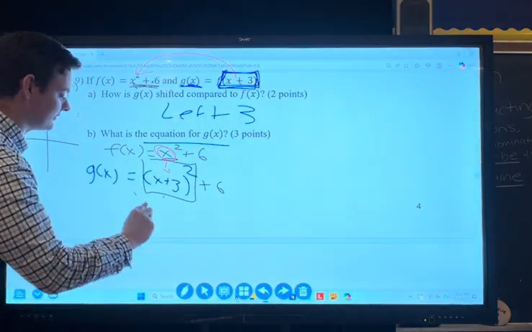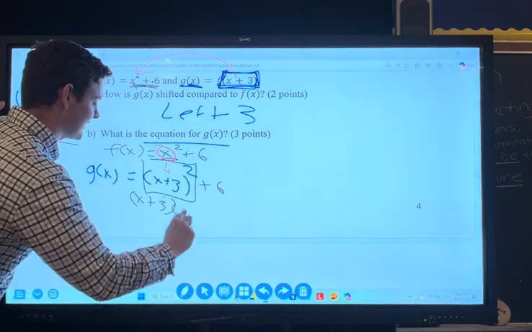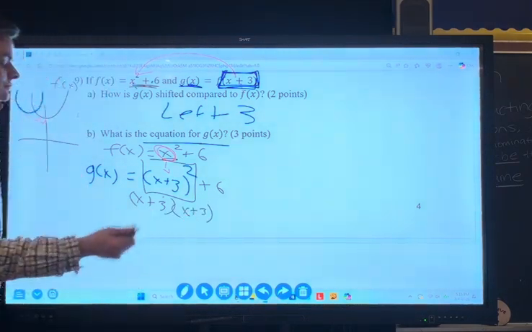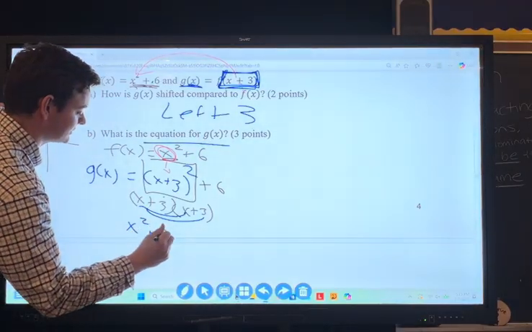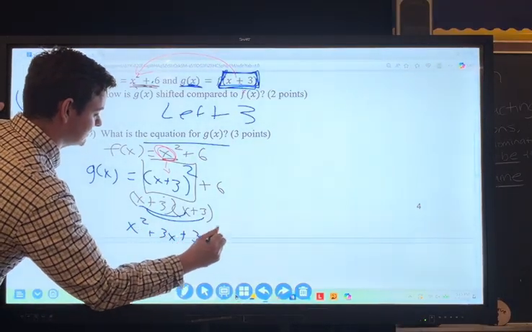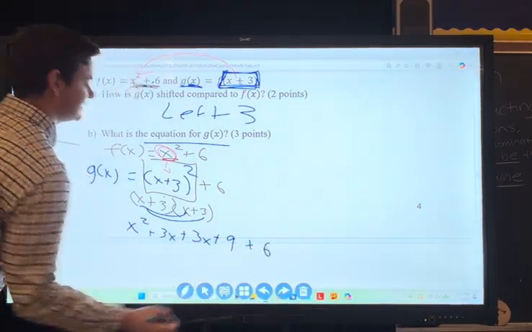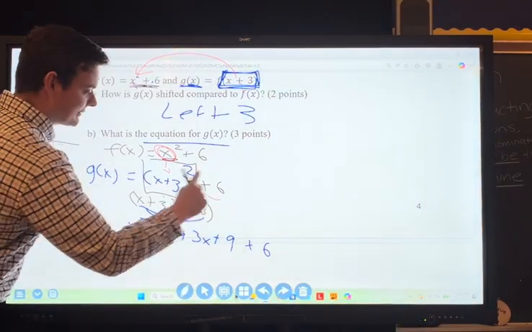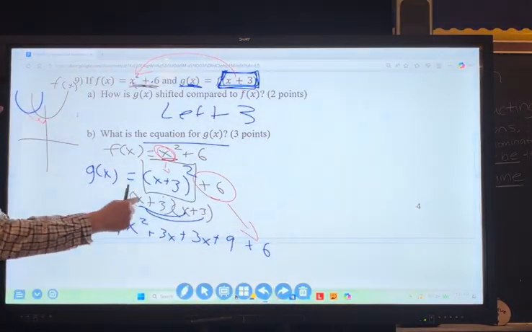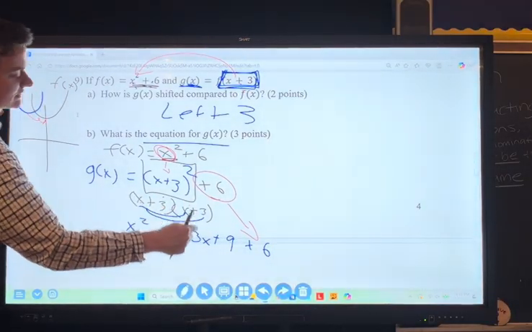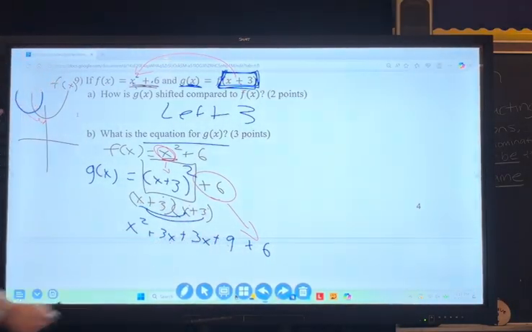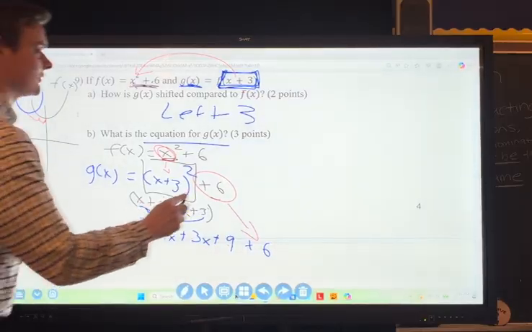This I can rewrite twice. I can either box or double distribute. I'm going to double distribute. X squared plus 3x plus 3x plus 9 plus 6. I don't forget about the plus 6. It comes straight down. X times x, x squared. X times 3, 3x. 3 times x, 3x. 3 times 3, 9. Now I just combine like terms.